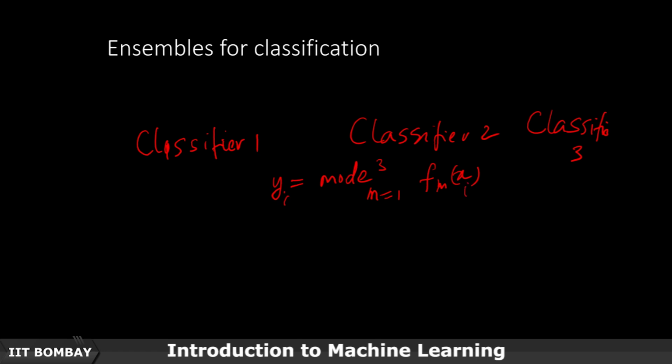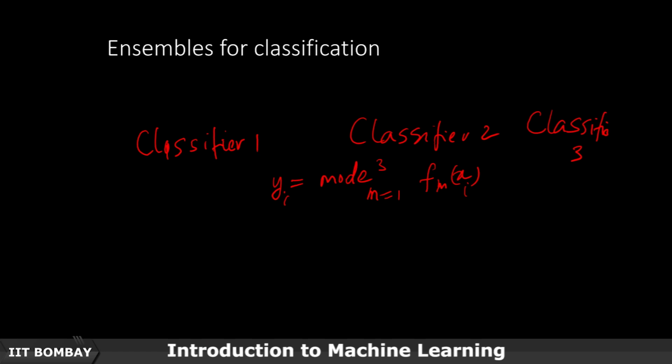Alright, so it's just the mode. We are basically taking voting over 3 classifiers, and whichever class gets 2 or 3 votes, the majority vote, that class is declared as the class decided by the classifier. Now why should this work?